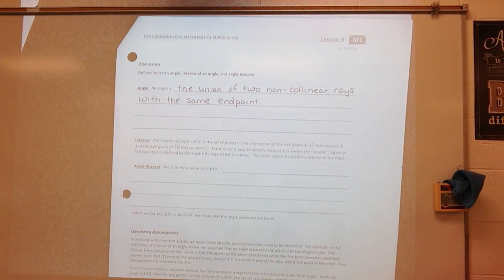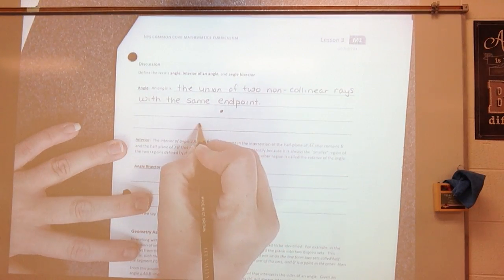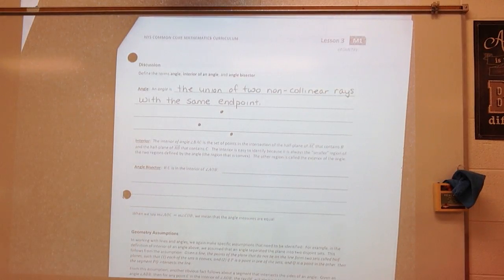Okay? Now let's talk about what that means. Okay, so we learned the definition of collinear. The definition of collinear means that I can take 3 or more points and I can draw a straight line through all of those points, and I will touch every one of those points. So non-collinear means that I've got points that are not in a straight line. So maybe it looks something like this. All right? So it is the union. Union means together. So it is putting together of 2 non-collinear rays.